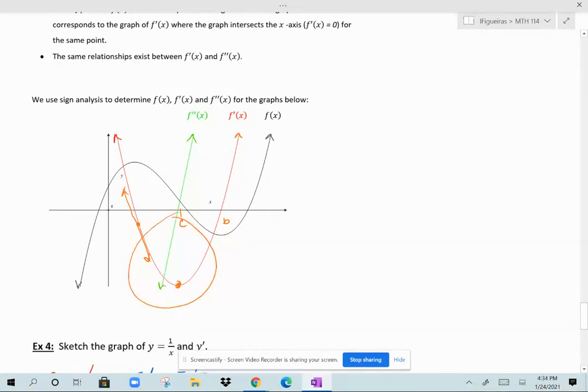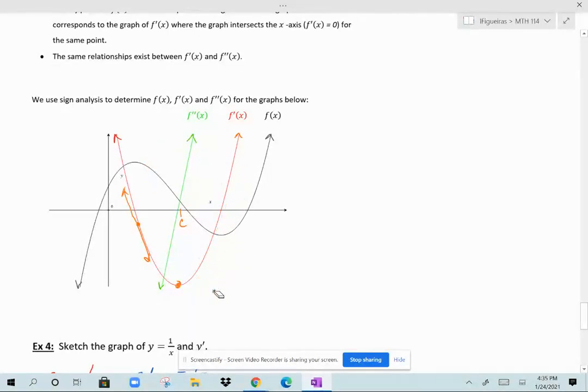Remember, this goes on and on forever. This continues on and on forever. So it will be negative anywhere to the left of C. But when I am on the right side of C, my tangent line is positive, meaning the slope is positive. And you can see that anything to the right of C, my line is positive.